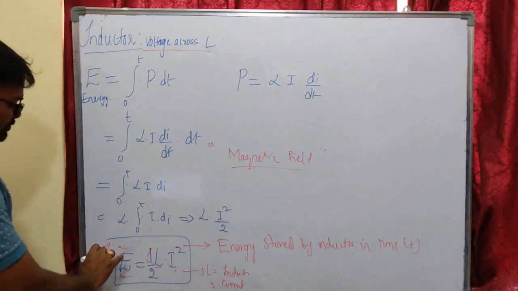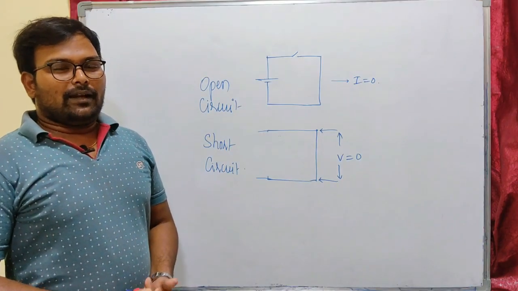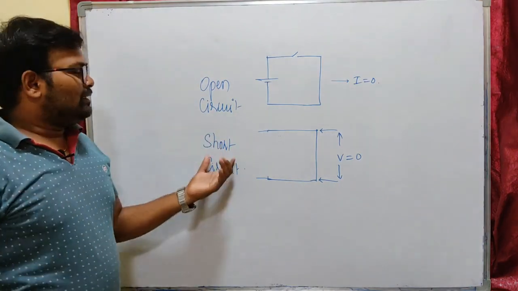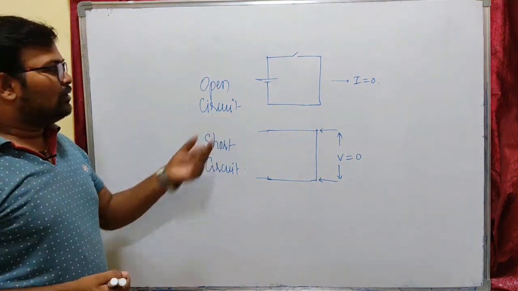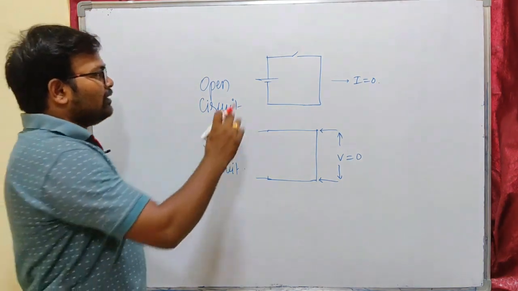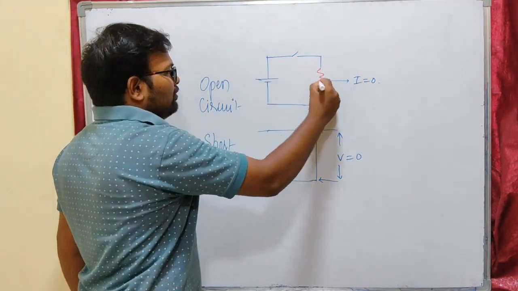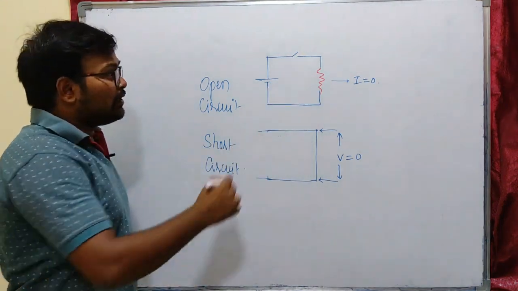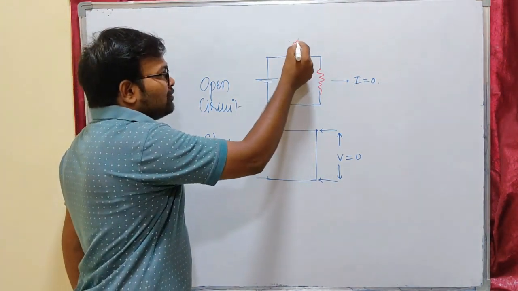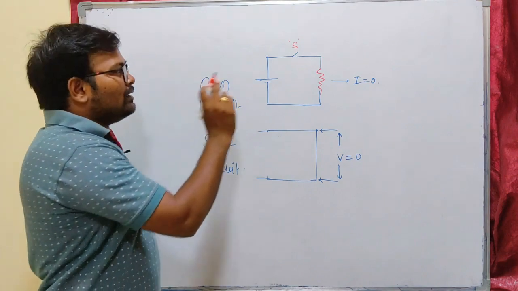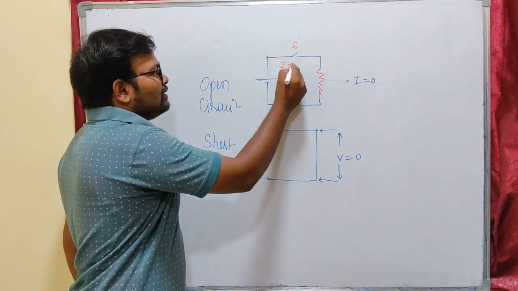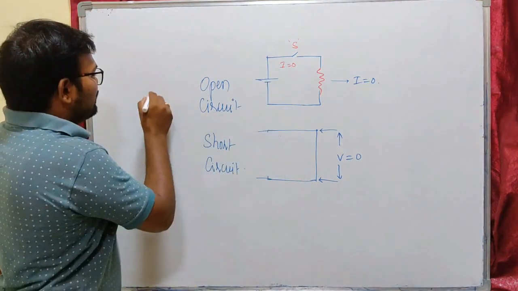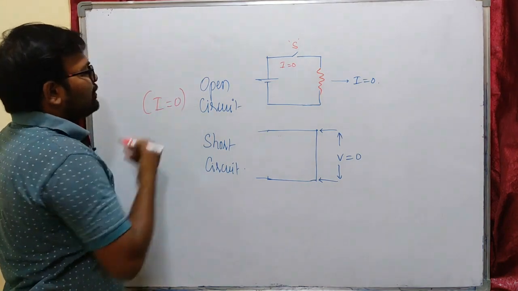This is important. Before going on to understand the inductor or capacitor, we need to understand what an open circuit is and what a short circuit is. First, what is an open circuit? Open circuit means we have a source and a load, but the circuit is not closed. The switch S is not closed here, so there is no current flow I. Open circuit means the current in the circuit is 0.